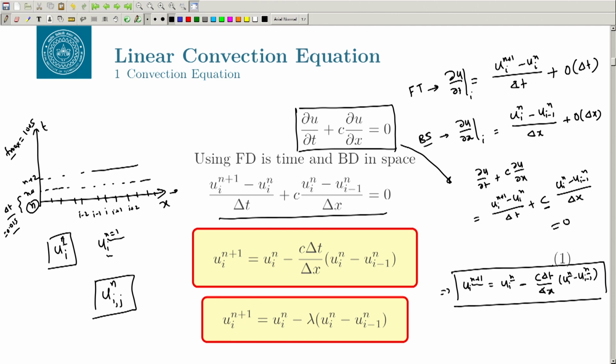Here, a very important thing that you will note is this number, which is called the Courant number, c delta t by delta x, and we will write this number using a special symbol, which is lambda. So, it is minus lambda (u_i^n minus u_{i-1}^n).